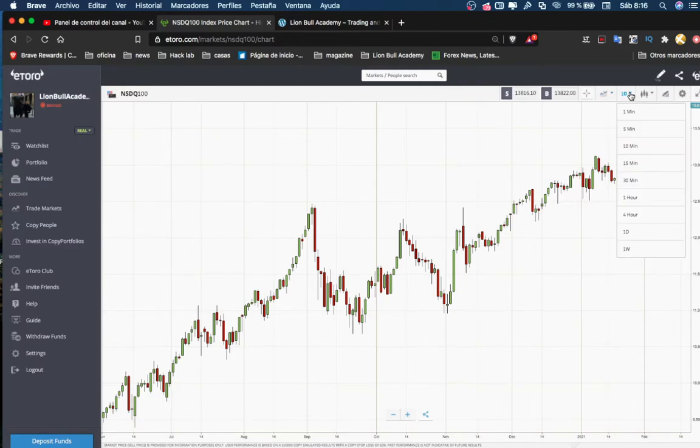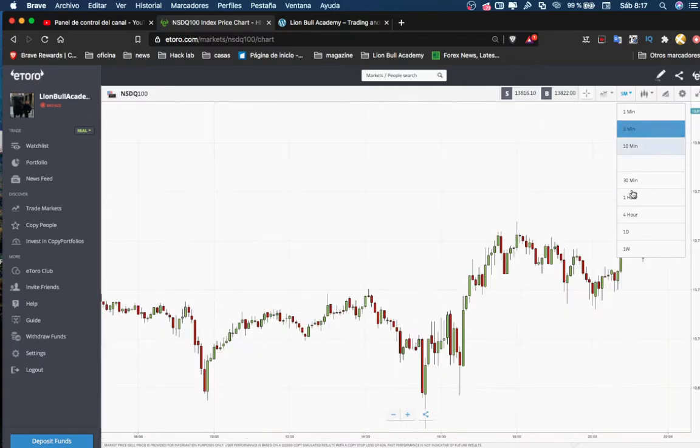Next here we have the time frame. What is this? It's just a representation of how much time each candle represents. What does that mean? Every candle needs a time to form. Now we are here in 1 day. It means that each candle represents 1 day of movement of the market with its beginning price, its end price, its high price, and its low price. Like this, you can have a representation of what happened in that precise day. If you put 5 minutes, each candle represents 5 minutes of the movement of the price.